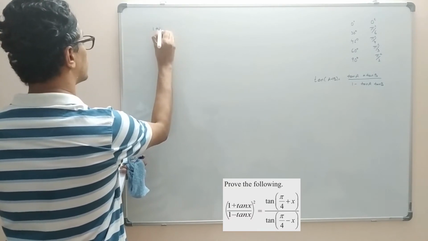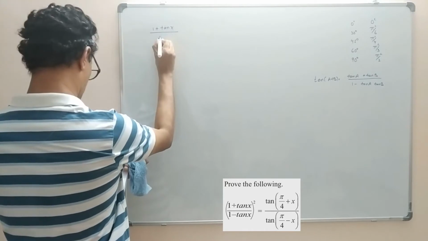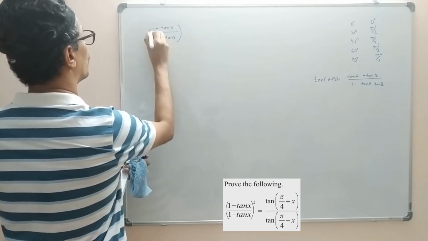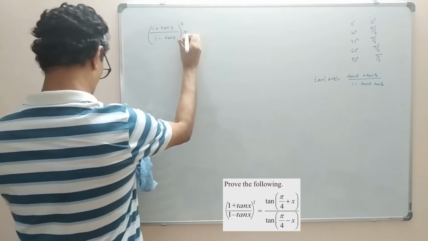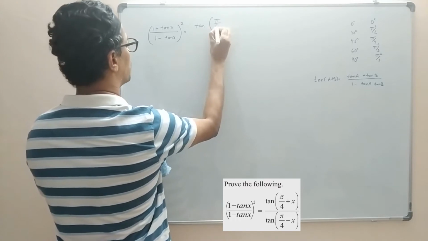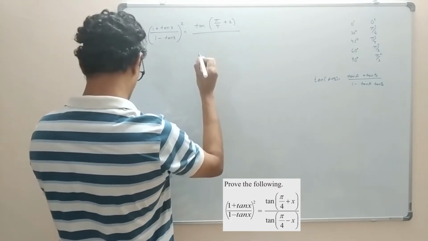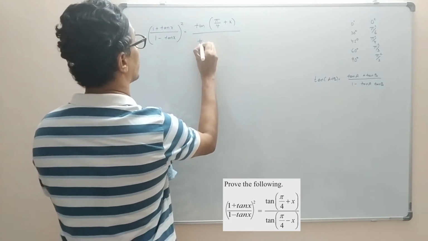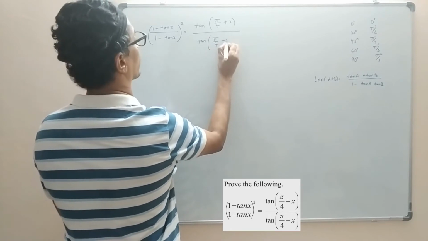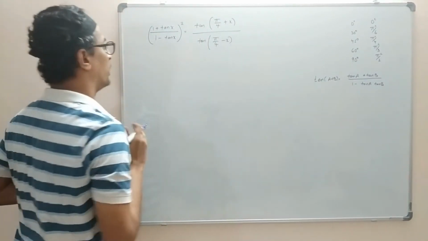(1 plus tan x divided by 1 minus tan x) whole square equal to tan(pi by 4 plus x divided by tan pi by 4 minus x). This is very simple. It looks complicated, but when you do it, you will see it is very simple. We can do it from the RHS. Yes, start from the RHS. That's good.